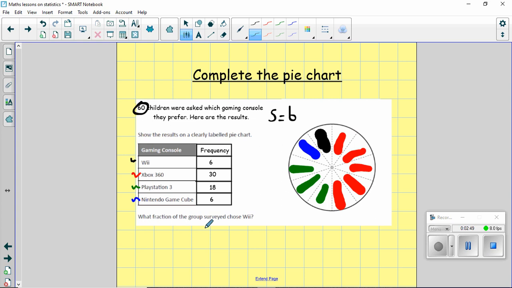The next one: what fraction of the group surveyed chose Wii? Well, if I'm writing it as a fraction, 6 chose it, so that's my numerator. And then out of how many altogether? Well, it was 60, so it's 6 60ths. But because we're in Year 6, we're going to simplify it. So I'm going to divide it by 6. How many 6s are in 6? 1. How many 6s are in 60? 10. So what fraction chose the Wii? It will be 1/10. Tick. And it's right because you've got one section coloured in out of 10.